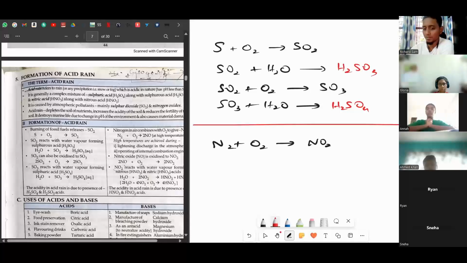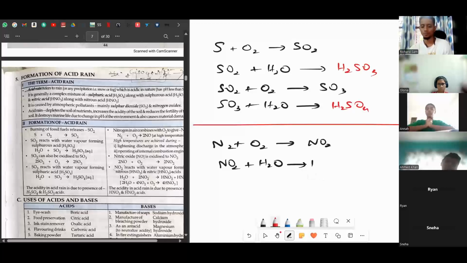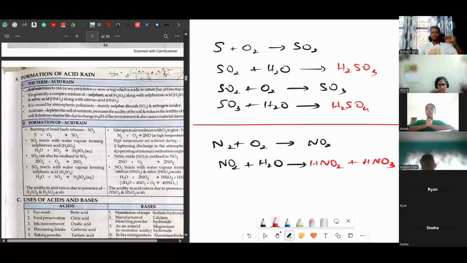Now, the second pollutant, which is nitrogen dioxide. NO2 reacts with water, that is the rain in the acid rain, to form two acids, HNO2 and HNO3. HNO2 is nitrous acid and HNO3 is nitric acid. So what I've written in red are the four acids that are produced during an acid rain. Is this clear? Write it down, everyone.